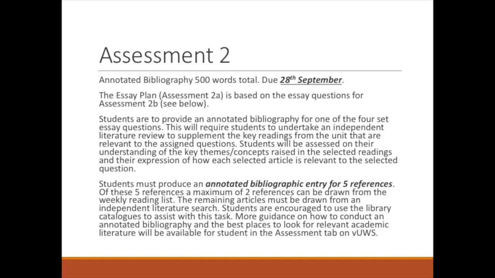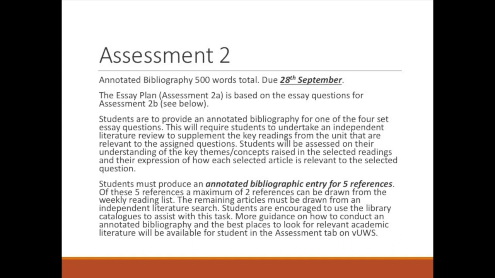Now let's have a chat about Assessment 2, which is coming up. It's the annotated bibliography. Now be mindful that the due date has been pushed back to the 28th of September. Now it's called the essay plan, but it boils down to an annotated bibliography of 5 different sources. You choose one of the 4 set essay questions and base your annotated bibliography on that.